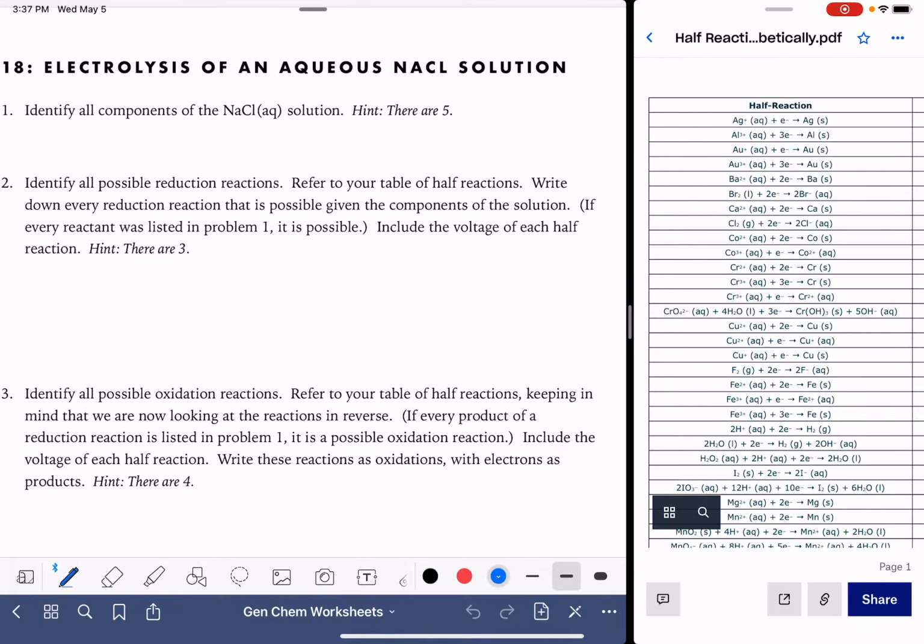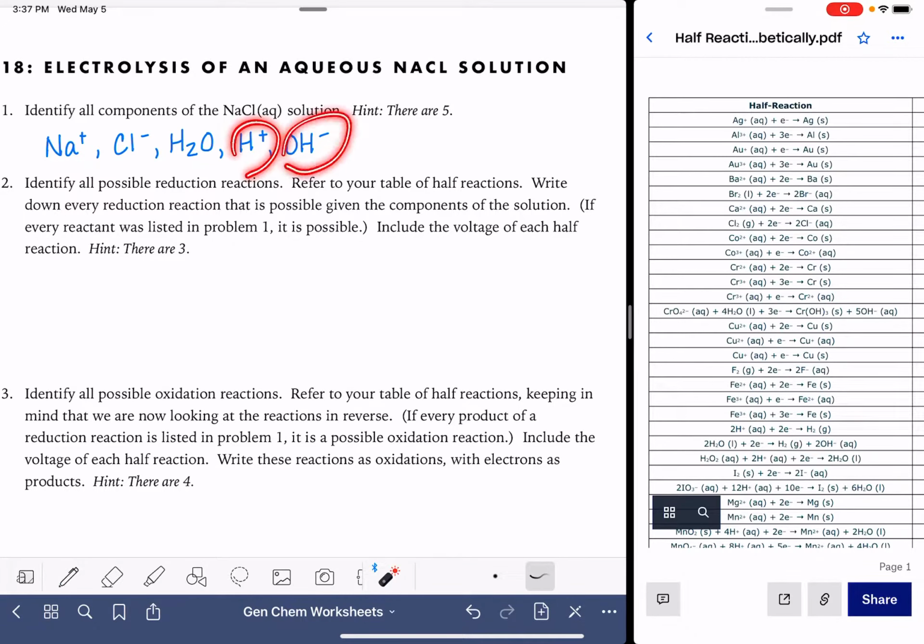Whenever you're doing an aqueous electrolysis problem, you're going to start by identifying all of the different components of the solution. That's going to include the cation and the anion of the ionic compound, as well as water, because this is being done in an aqueous solution. And you also do want to consider the possibility of H plus and OH minus in the solution. The H plus and OH minus are formed by the autoionization of water, so we do want to keep in mind that those are present.